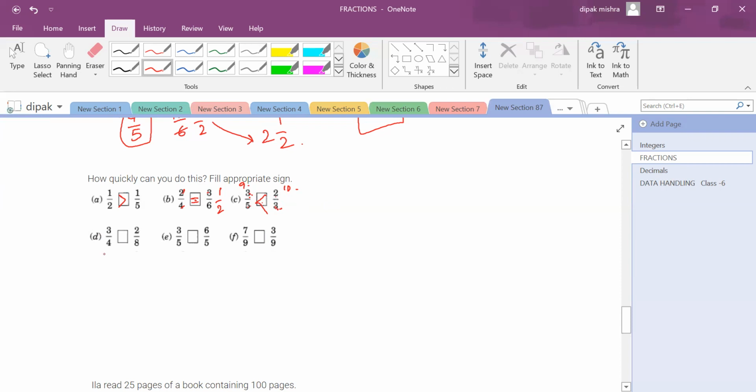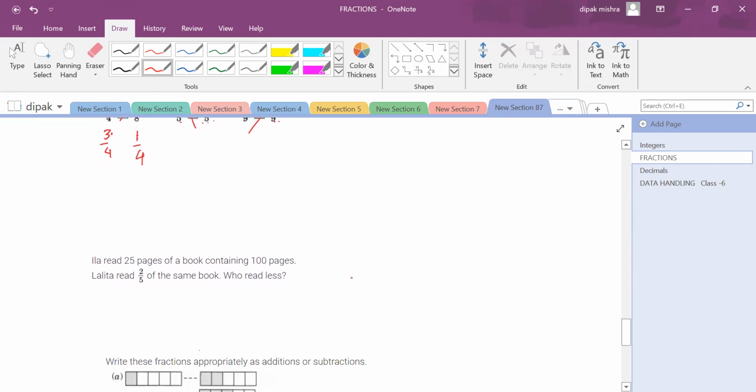3 by 4 and 2 by 8. So 2 by 8 can be reduced as 1 over 4. Now when the denominator is the same, you compare the numerators. So 3 is more than 1, so this will be more than this one. 3 by 5 and 6 by 5, the same logic as the previous question. 5 is the same, so 3 compares with 6, so 3 is less than 6, so this will be less than this. 7 over 9 and 3 over 9, so 7 is more than 3 because 9 is the same, so it will be more than this, right? So this way you can increase the pace and do the questions.